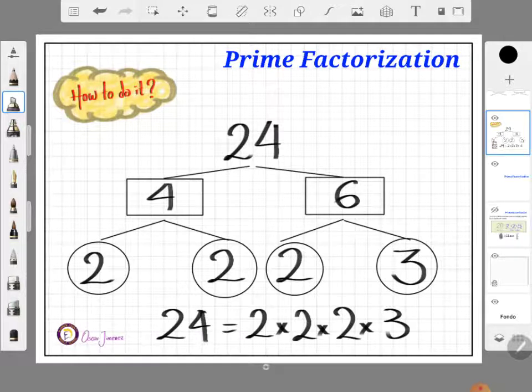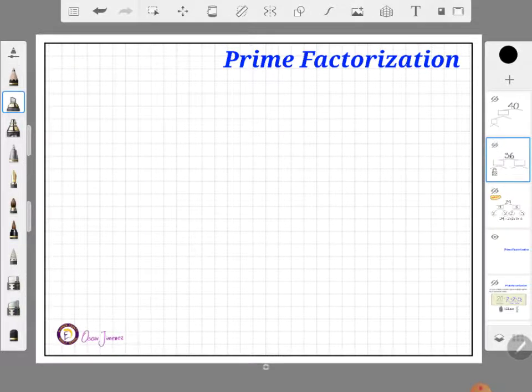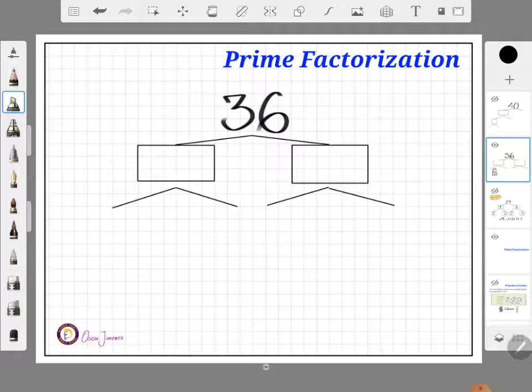Now let me show you a different example. Let me try now with the number 36, okay? For the number 36, the first thing you need to do is just find two factors. You can think of 6 times 6, or 9 times 4, also 12 times 3, or 2 times 18. So you can find any kind of factors for this. But for me, I'm going to use 4 and 9. If you multiply 4 times 9, you will have 36, okay?